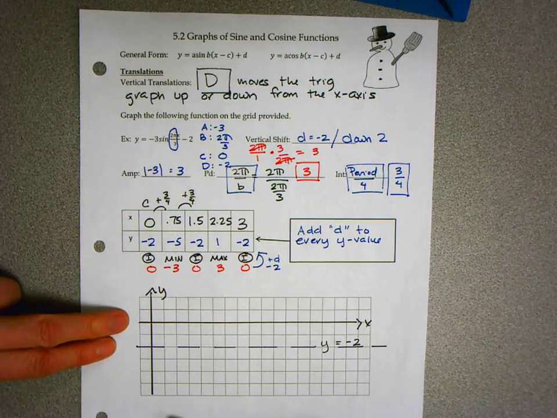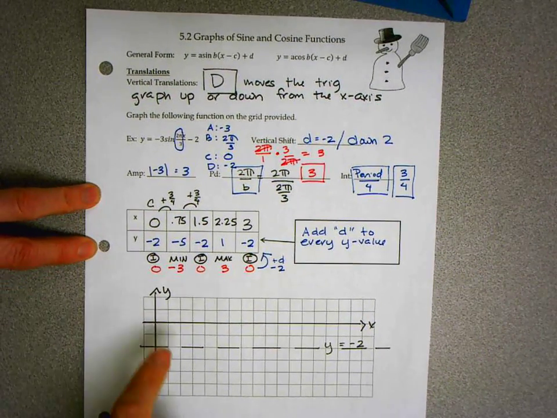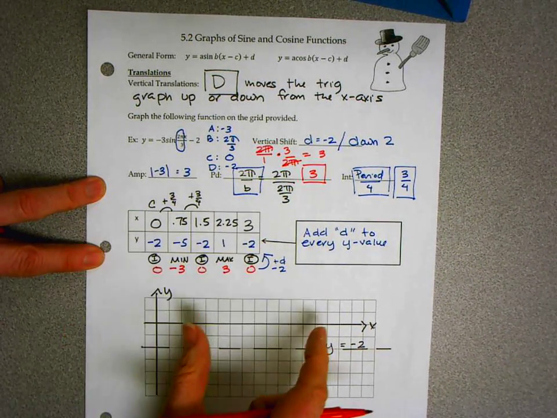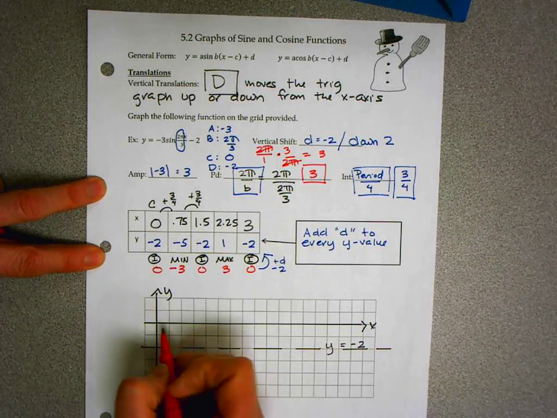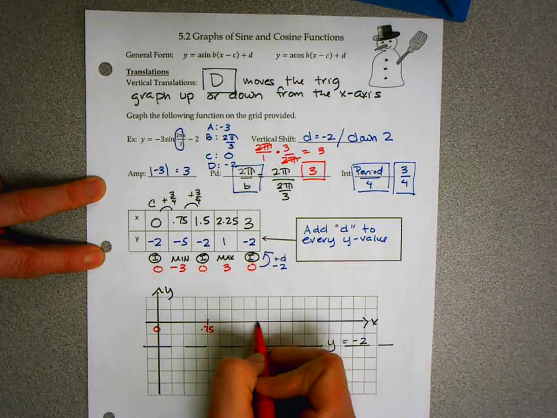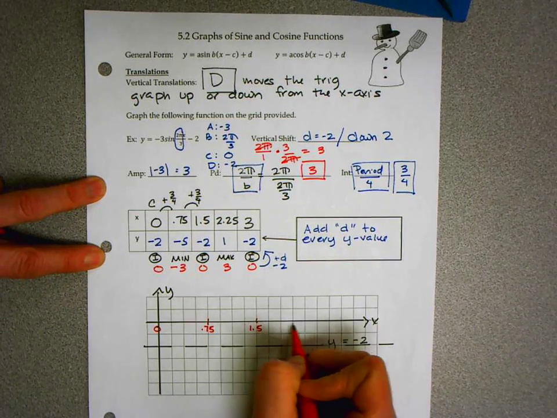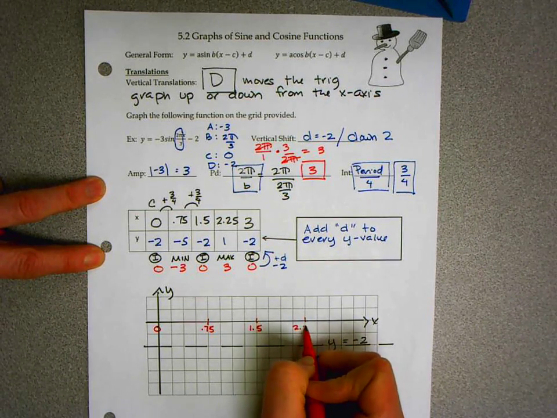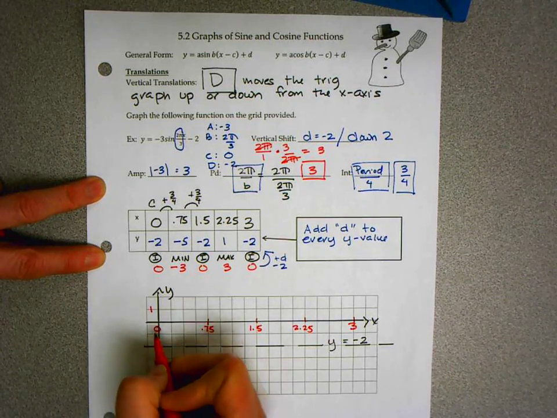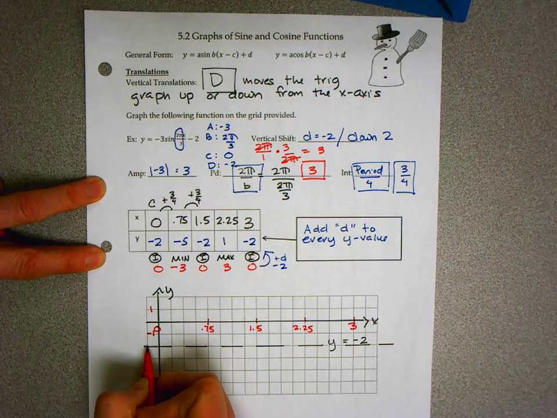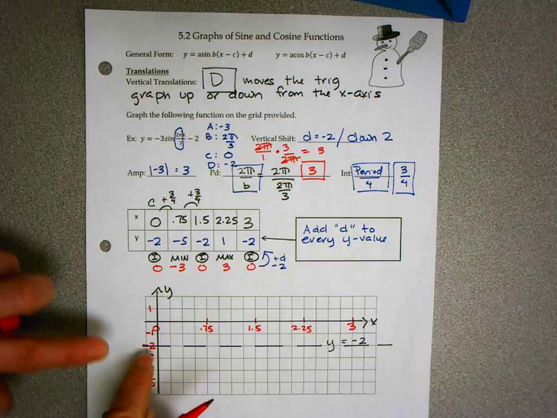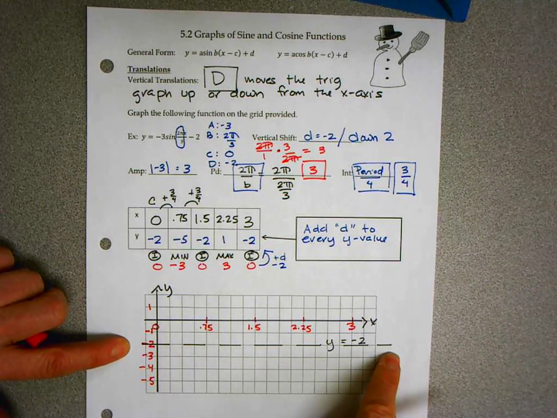Now we're just going to plot this graph. First of all, I have to create the values, so I'm going to take these x values and place them here on the x-axis. So I'll get 0. I'm going to go 4 spaces and say 0.75, 4 spaces 1.5, 4 spaces 2.25, 4 spaces 3. And I'm just going to label my y-axis -1, -2, -3, -4, -5. And we notice, there it is. We have a midline at y equals -2.